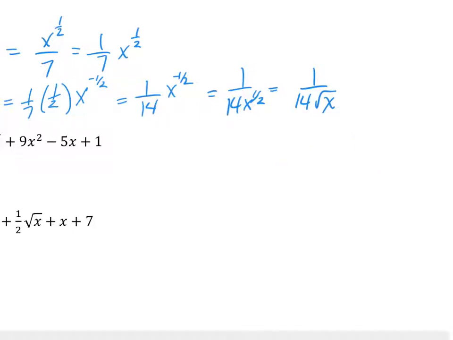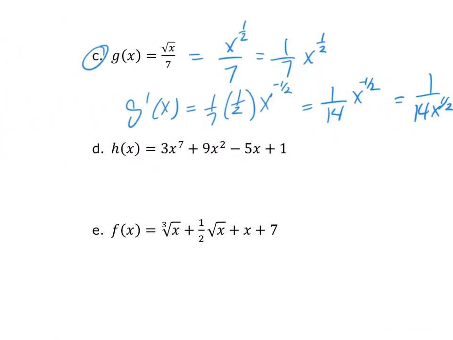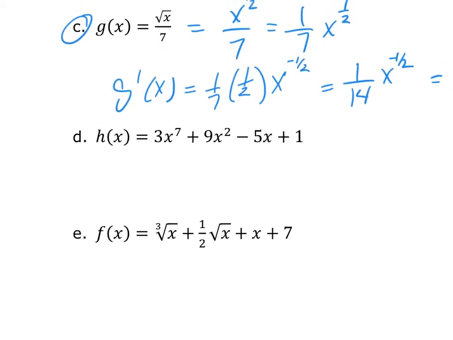All right, what about this next one? Who would like to walk me through this next one and what they got? H prime of x. So you multiply the power of 3x to the 7 with 3. 3 times what? 7. x raised to the what? 6. Why is it 6? Because the power goes down 1. Then what? Then you multiply 9 by 2.